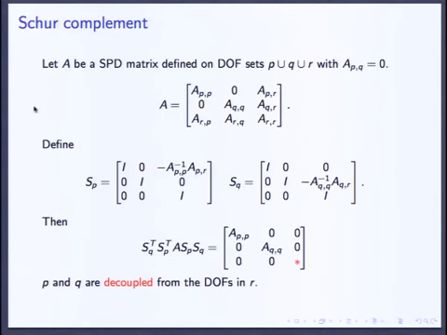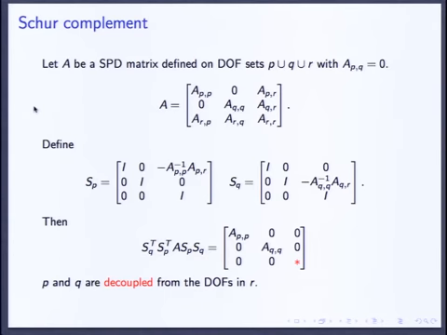So let's consider matrix A, which is an SPD matrix, symmetric positive definite matrix, and define our degrees of freedom, which can be partitioned into three sets, P and Q and R. They are disjoint. And then we also assume that A(P, Q) is equal to zero. So if you take a look at this matrix A, it's a 3x3 block matrix, where these two entries, A_PQ and A_QP, are zero.